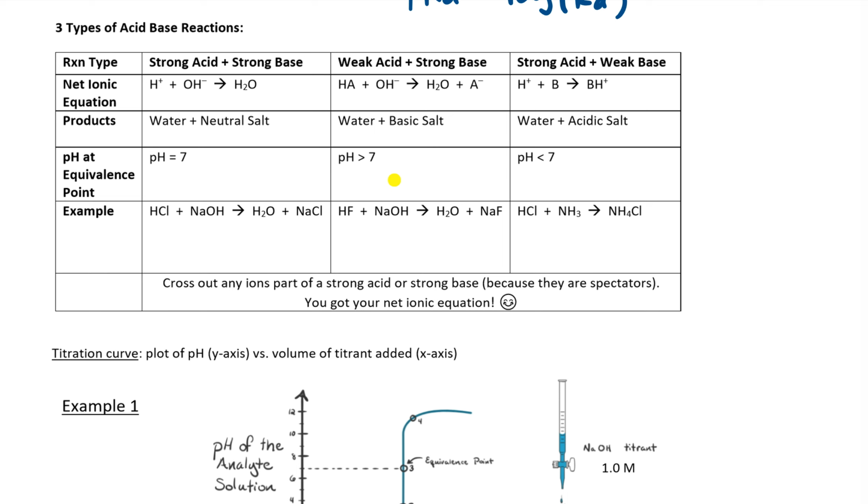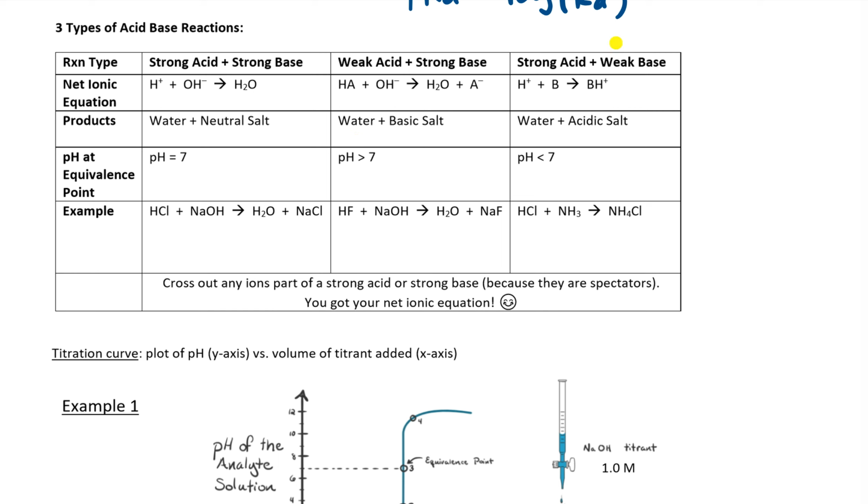Okay, so not all equivalence points are going to have pHs of 7. That's only for strong and strong. When you have a weak acid and a strong base, you're going to end with conjugate base in solution. So that pH has to be basic at equivalence point.